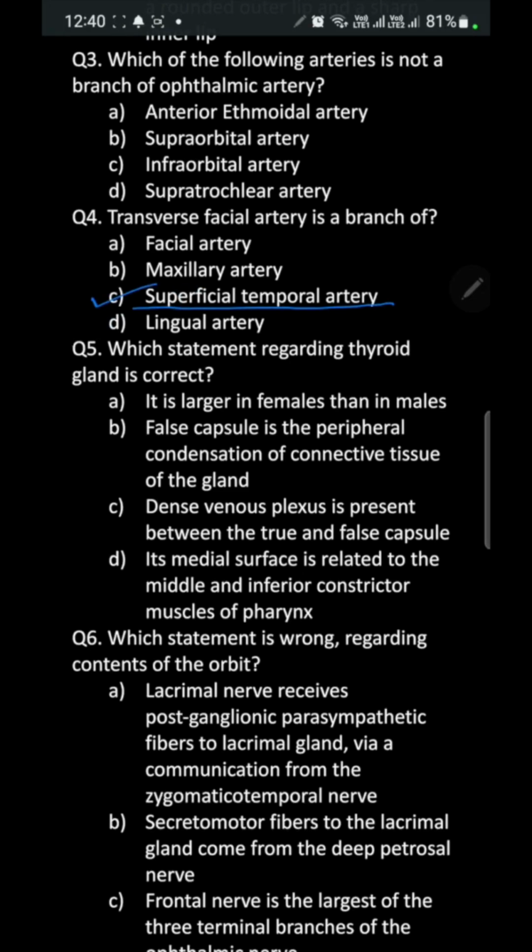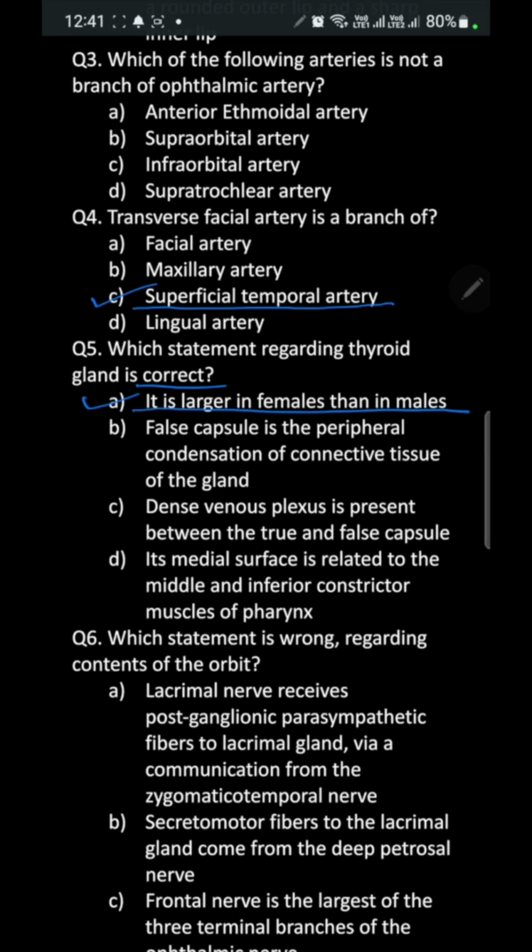Question number 5. Which statement regarding the thyroid gland is correct? It is larger in females than males. This is correct. The false capsule is the peripheral condensation of the connective tissue of the gland. No, it is the fibrous capsule formed by the pretracheal fascia that is called the false capsule. The one they have mentioned, the peripheral condensation of the connective tissue, is actually the true capsule.